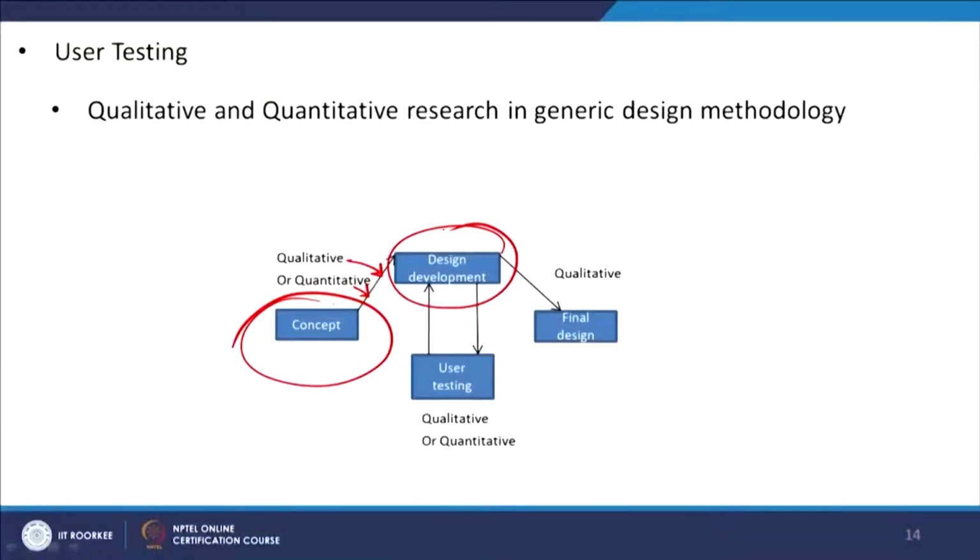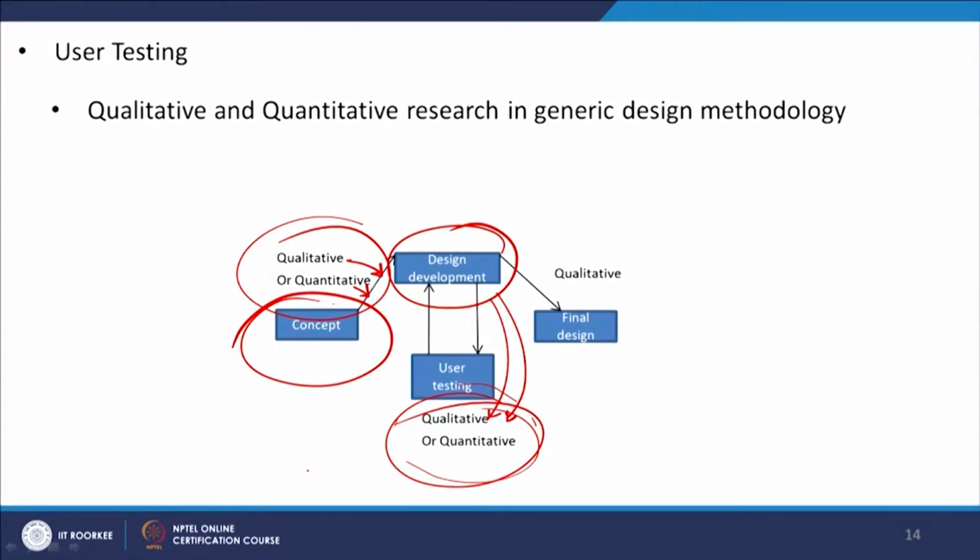Then we can start with the design deployment, and then again do qualitative or quantitative research for user testing. So this is the user testing process of quantitative and qualitative thought. This is the user research and this is user testing. In user testing also, we can again deploy the qualitative and quantitative methods.